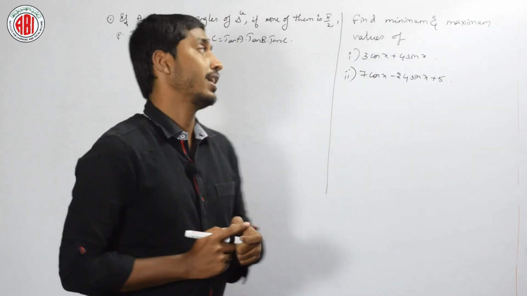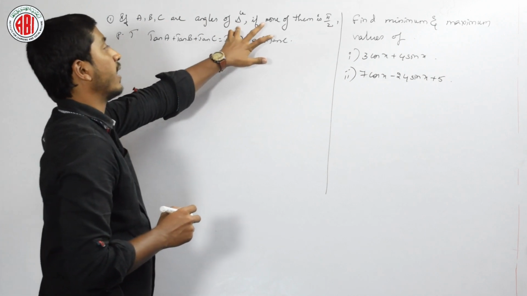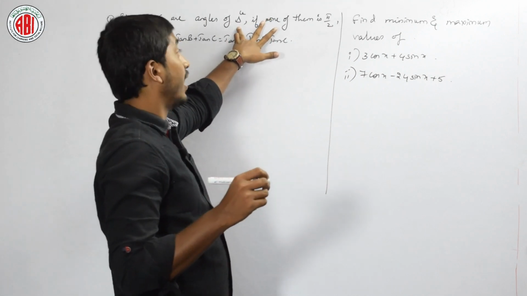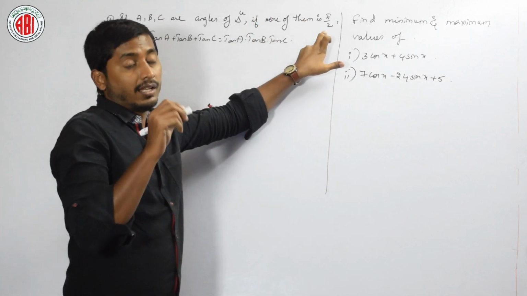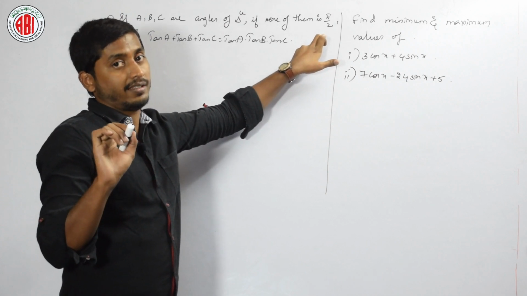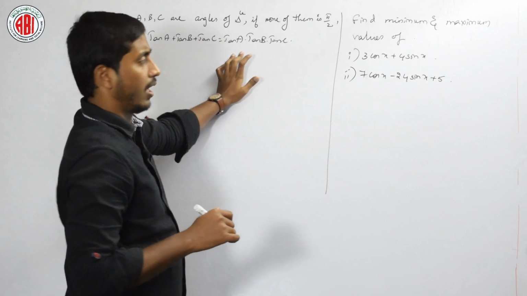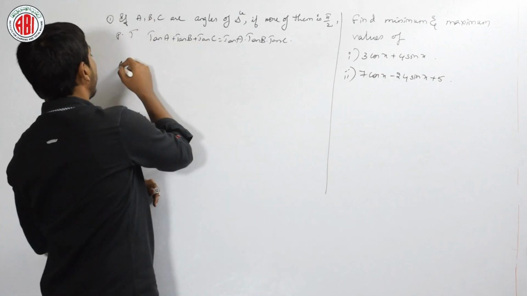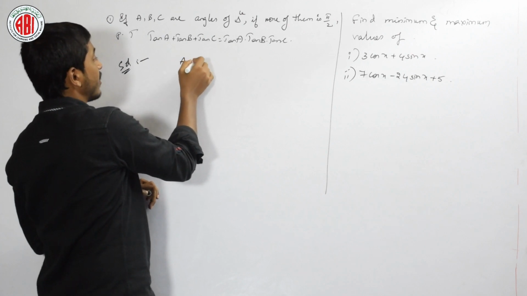See here, the question given here is, if A, B, C are angles of a triangle and they gave the condition that none of them is pi by 2, which means if the 3 angles are A, B, C, none should be 90 degrees, okay. Then he is asking us to prove this. How to do that? Let us write what is the condition given by him. He gave A, B, C are angles of a triangle.